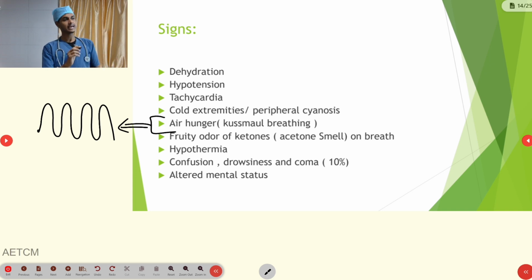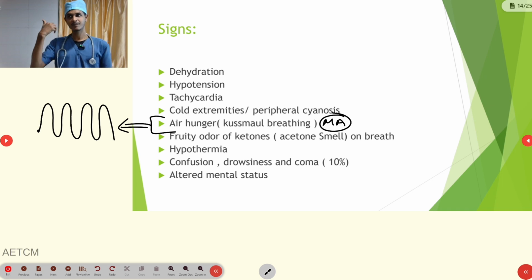When will it occur? Kussmaul's breathing will occur only in the case of metabolic acidosis. Actually what will happen in metabolic acidosis is your pH will be low and your HCO3, or bicarbonate level, will be low. So ultimately it indicates there is an excess amount of acid in your body. In this state your body will try to remove the excess acid. That is the compensatory mechanism. How will it remove it? The only easily removable acid is carbon dioxide.